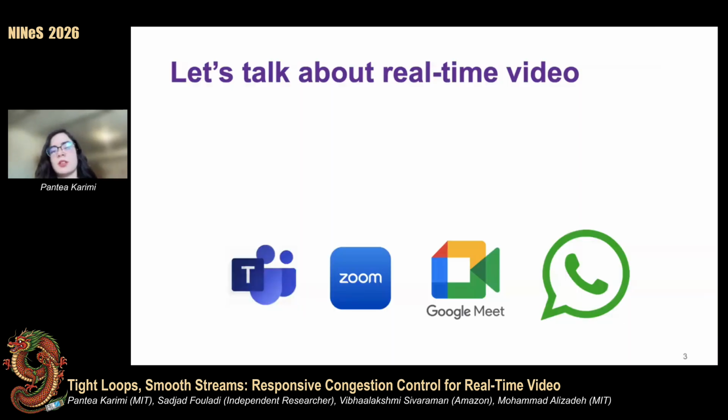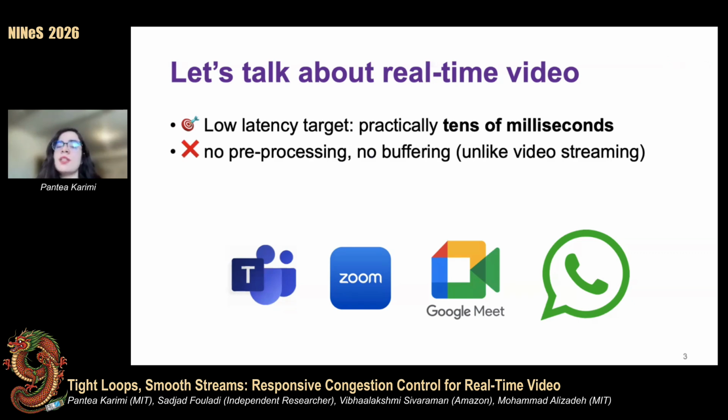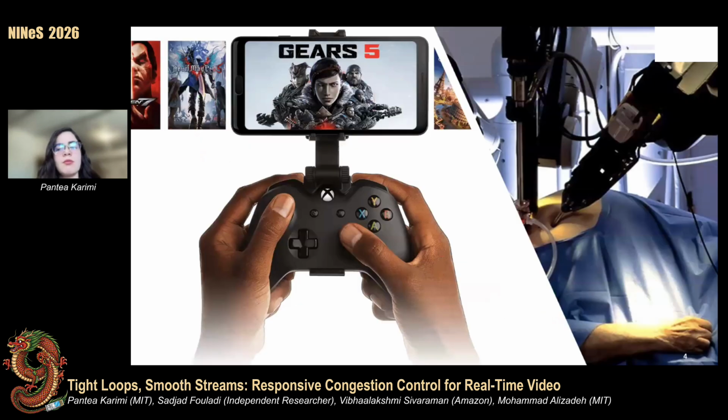Now let's talk about real-time video. The fundamental requirement of real-time video is a very low latency target. Unlike Netflix or YouTube, there is no prior video to be prefetched, preprocessed, or buffered. So the system has to react almost immediately to network changes. Otherwise, the users will see freezes, glitches, or huge delays.